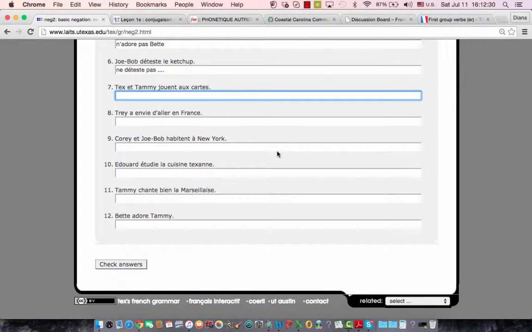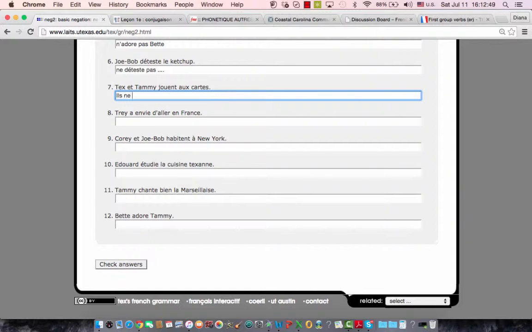Tex et Tammy. Now, Tex et Tammy, as you know, when the subject is masculine and feminine, the plural is going to be masculine. Donc, ils, we could say, right?